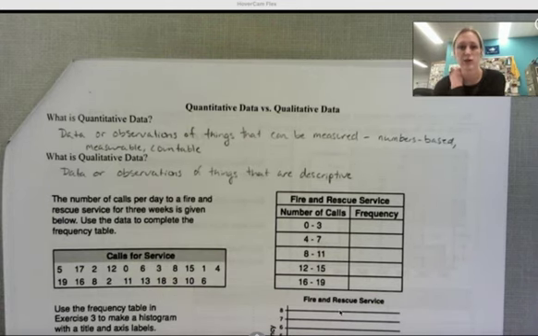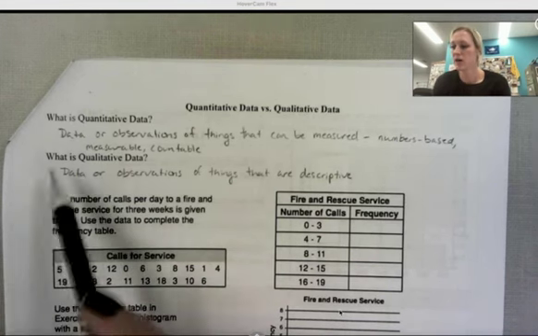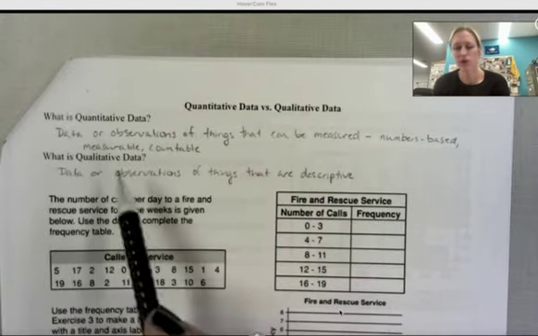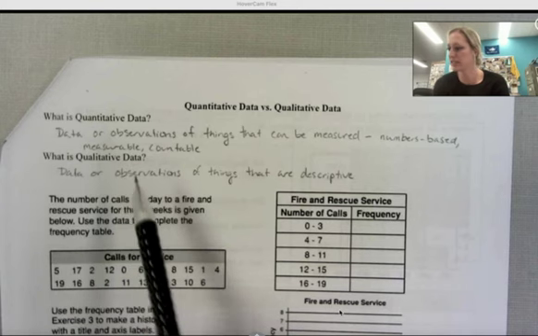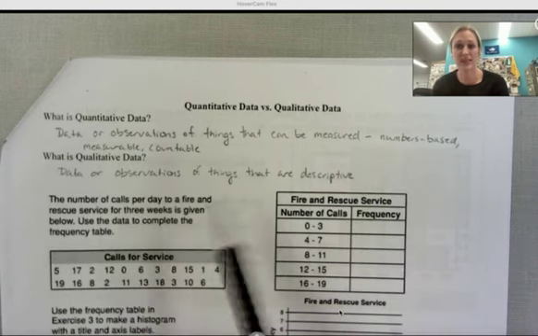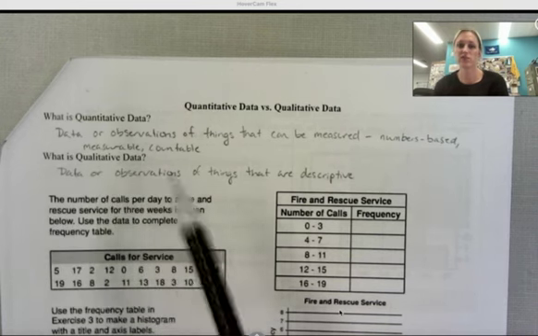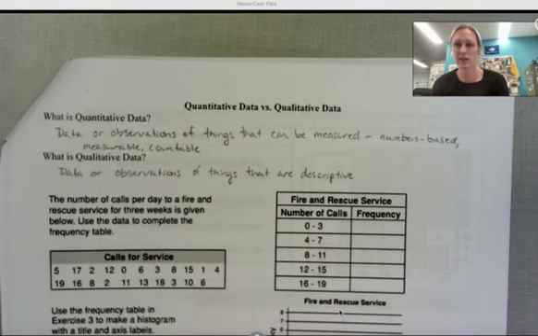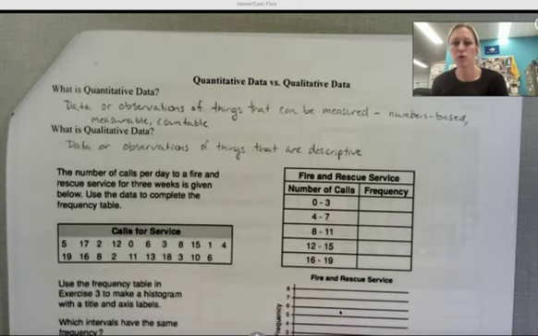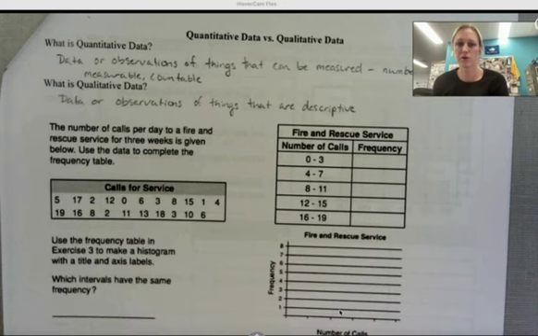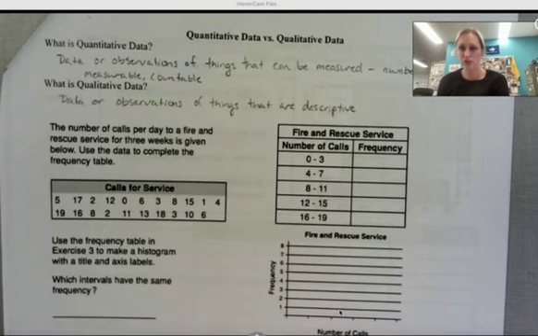Okay, so one thing we need to know is the difference between quantitative data and qualitative data. Quantitative, quantity, you can hear that root word in there, means that it's measurable. So we're taking observations or collecting data on things that are numbers based or that we can count. Qualitative data is observations of things that are more descriptive and less easy to measure with just numbers.